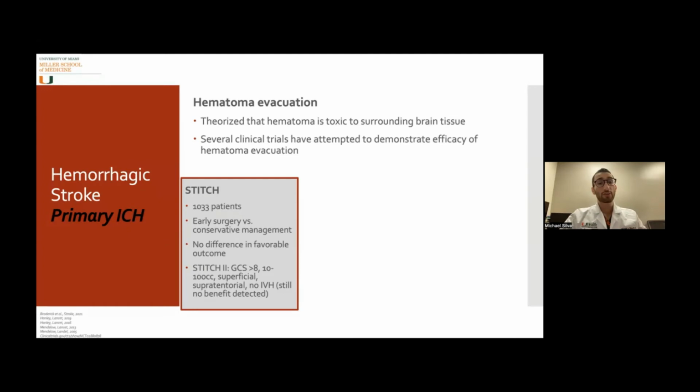One of the early trials is the STICH trial, which looked at over 1,000 patients and compared early surgery for hematoma evacuation versus conservative, just medical management, and they found no difference in favorable outcome. The next iteration was STICH 2, and they thought that by narrowing the inclusion criteria they would show a benefit. But even narrowing it to patients with a better GCS, better presenting exam, superficial supratentorial hemorrhages without IVH, still no benefit was detected.